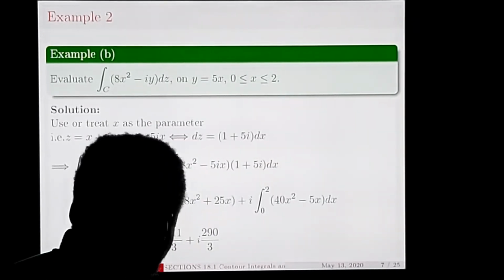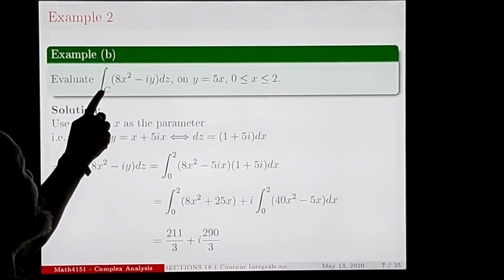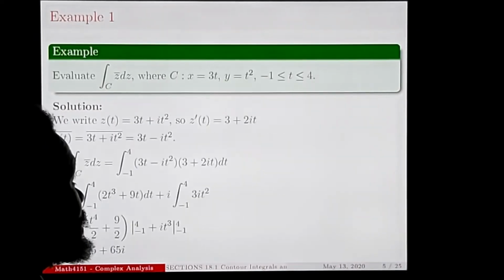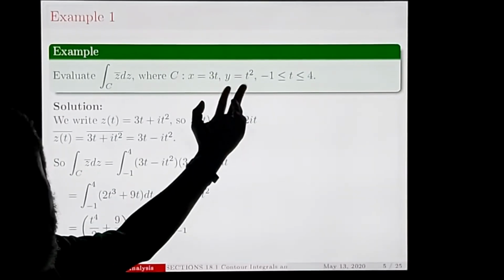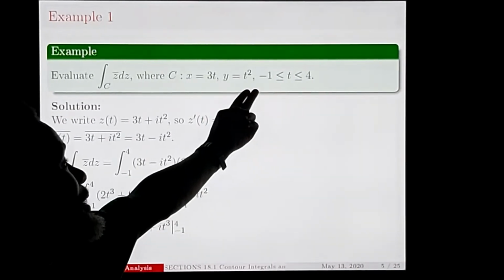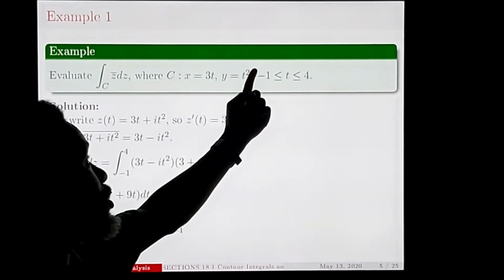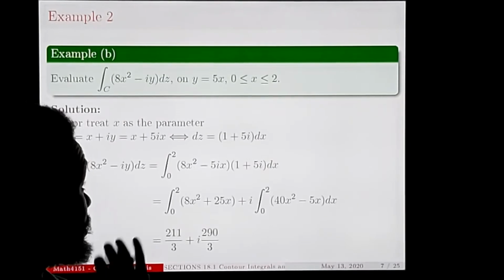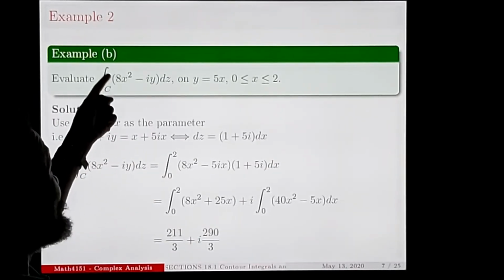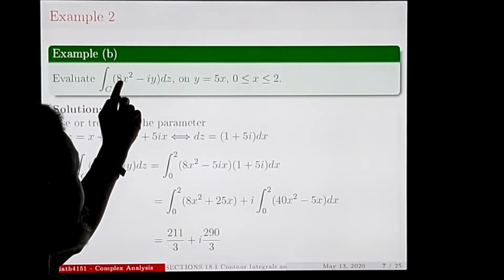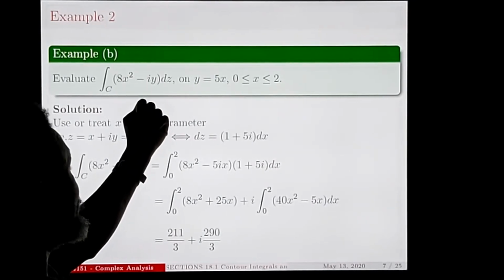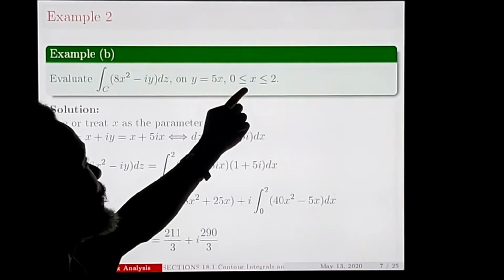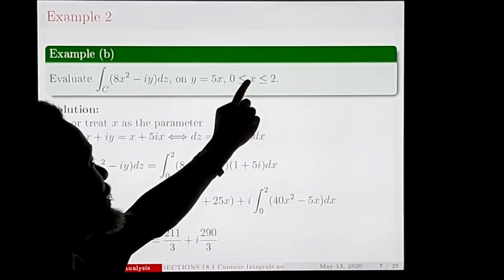Okay, so we continue. Example 2b says evaluate the integral. What I wanted to point out is the following. Here we are given the parameter is t. But there are situations where you can treat either this one or this one as a parameter, depending on how the curve is defined. This is one situation where you're evaluating this f of z, dz, over the curve c, and the curve is y equals 5x, where x runs between 0 and 2.